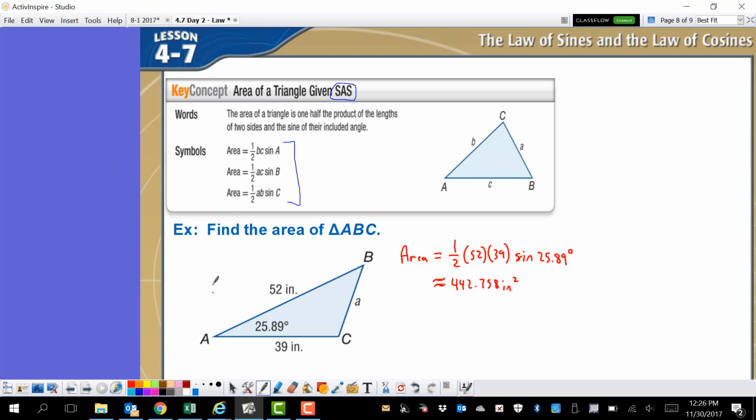So let's see how it applies here on this example. So find the area of triangle ABC. Okay, so we're given angle A, and we're given side C and side B. So we're going to do 1/2 times the sides, 52 times 39, times the sine of the angle in between, 25.89. Plug that in our calculator, and we get our answer. It is that easy. Plug and chug.